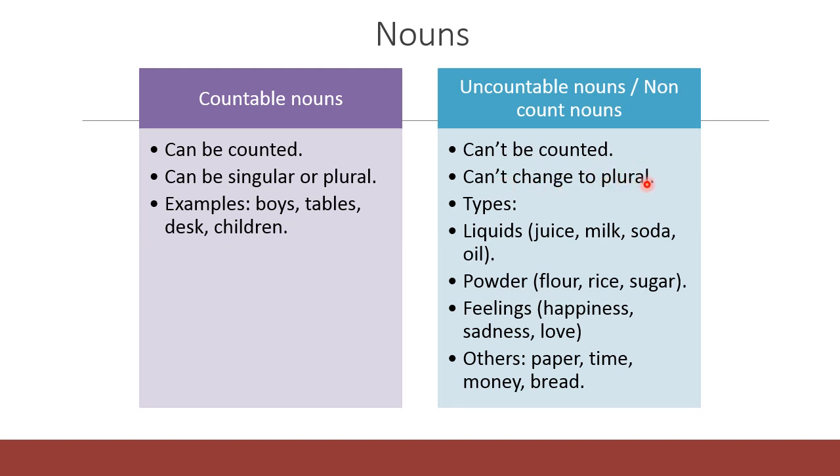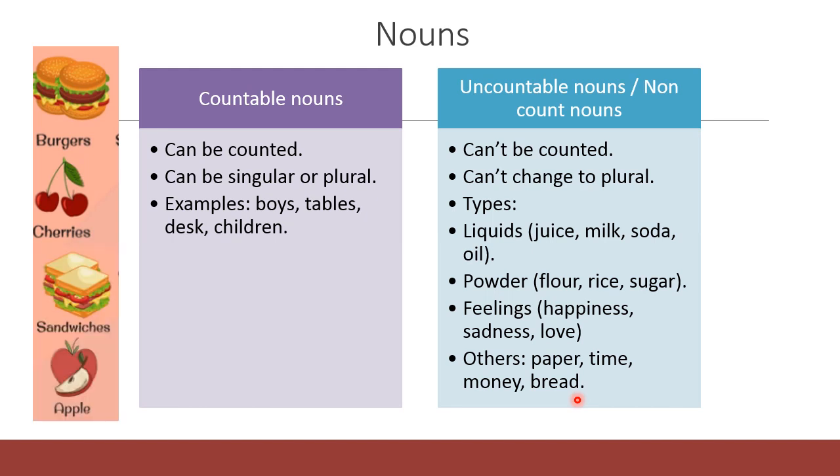When we talk about the uncountable nouns, we must remember that they cannot be counted and cannot be changed from singular to plural, because they don't have a plural, and we have different types. We can have liquids like juice, milk, soda, oil; powders like flour, rice, sugar. The feelings are also uncountable, like happiness, sadness, and love. Others like paper, time, money, and bread. Now we're going to talk a little bit more about the uncountable nouns.